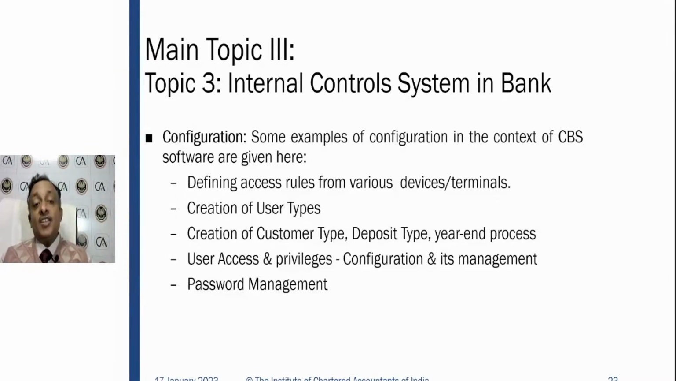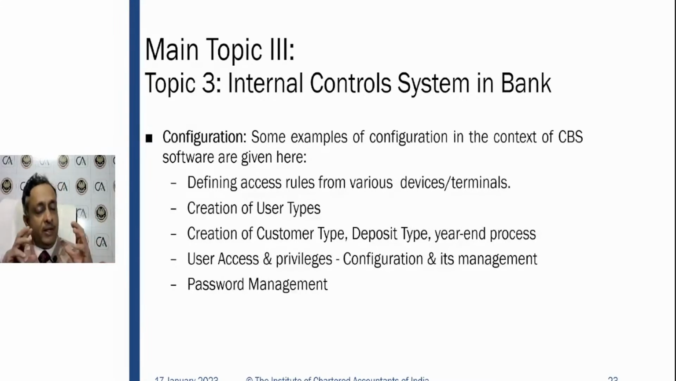Then creation of user types. So who will be the user? Just for example, branch manager, loan officer, credit officer, credit card officer, debit card officer, savings bank officer, retail asset officer. So who will be the users of that core banking system? As soon as I say users, it has to be linked to the fourth point, user access and privileges. So you define the user, you also define what he or she can do and what he or she cannot do in that system. Then the third is very important.